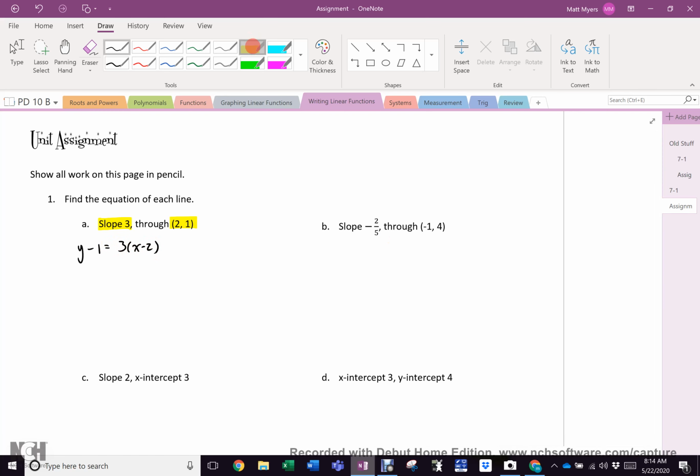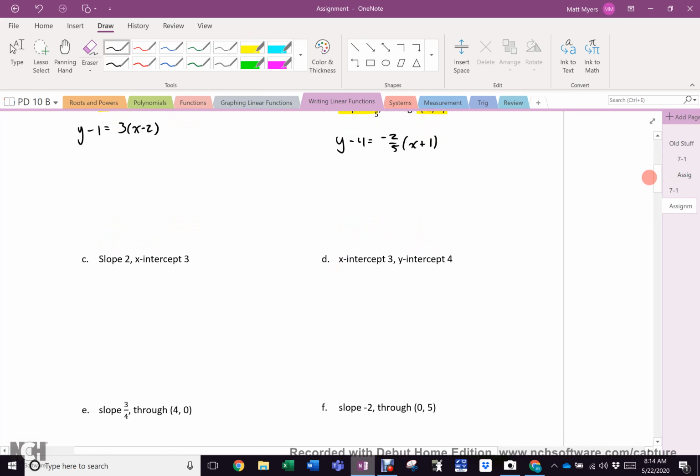Next one. Again, a slope and a point. y minus 4 equals negative 2/5 times (x plus 1), because remember, we do the opposite sign. This one's a little trickier. Some of you are going to say, oh, intercept, I got slope intercept. You don't, because that's an x-intercept. So that is really (3, 0).